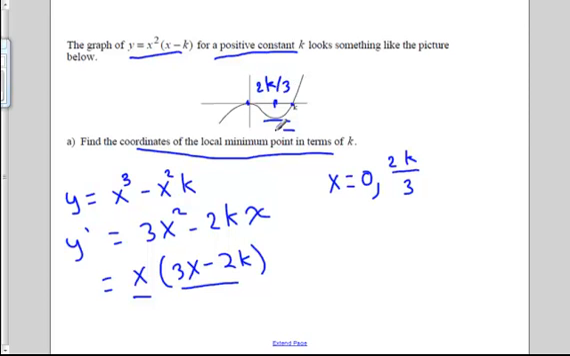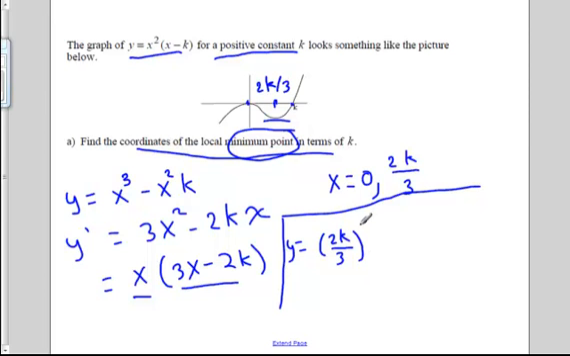So to find out what the minimum point is, now I need to evaluate my function. Evaluating it for x equals 2k over 3, so we get 2k over 3 squared minus, well, you know what? Let's just use this function that I found already, the simplified expanded version.